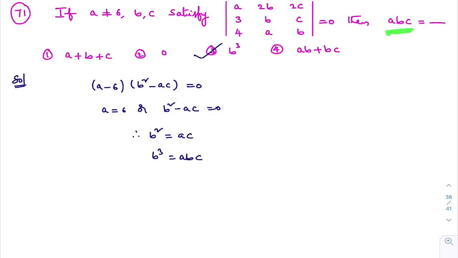If you observe, they are asking what is ABC. To get ABC, here I will multiply with B on both sides. If you multiply with B on both sides, this side you will get ABC. B square into B is B cube. Here this side is ABC, right? So what is ABC? ABC is B cube. So third option is the right option.